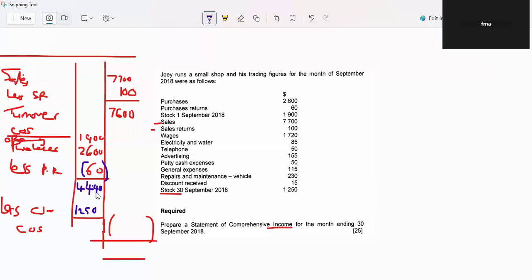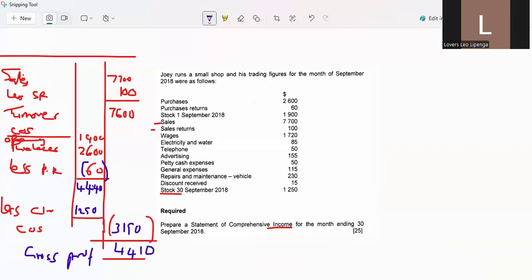Then we subtract closing stock. What are we getting? 3,190. When we subtract 3,190 from there, what are we getting? It's 4,410. So this is our gross profit.